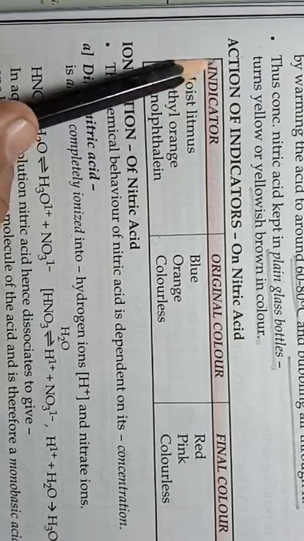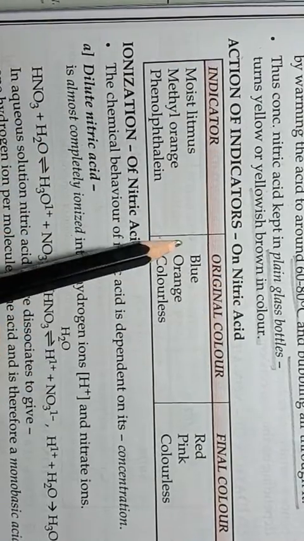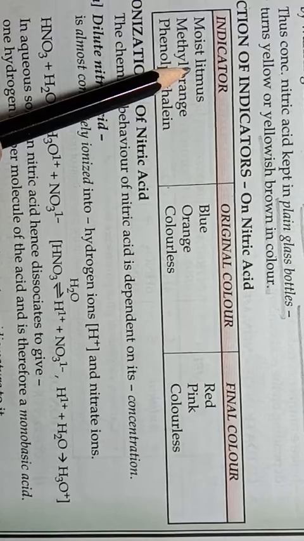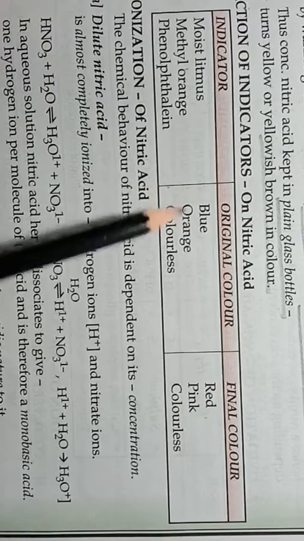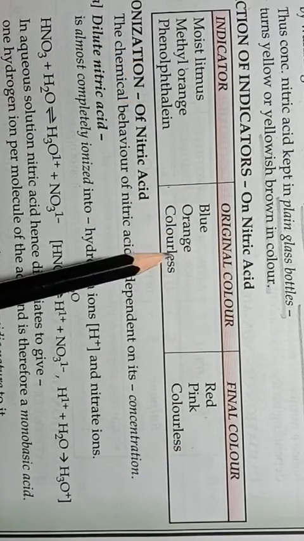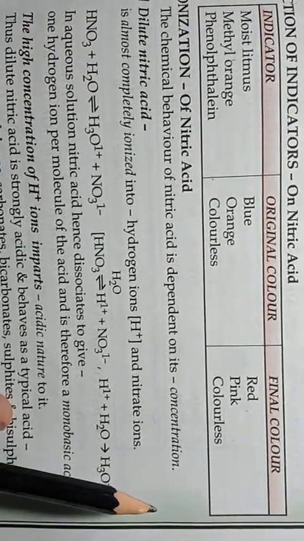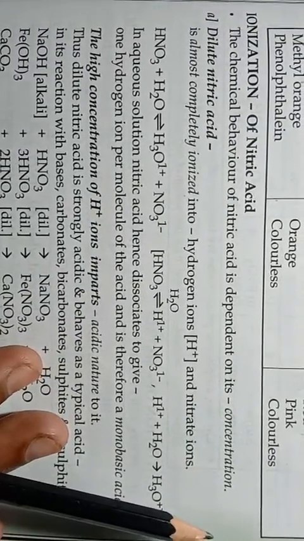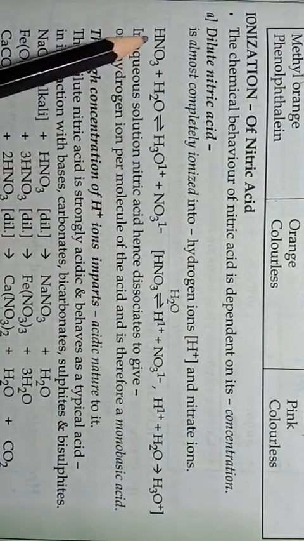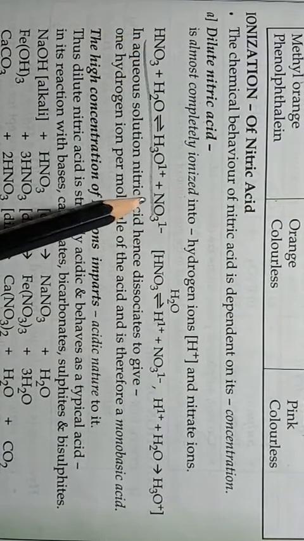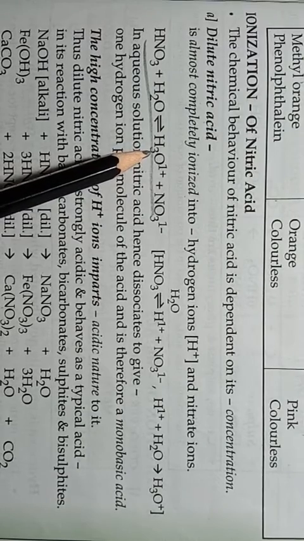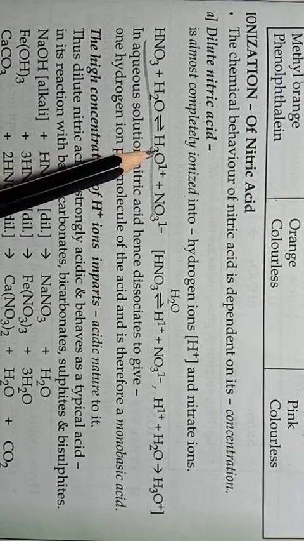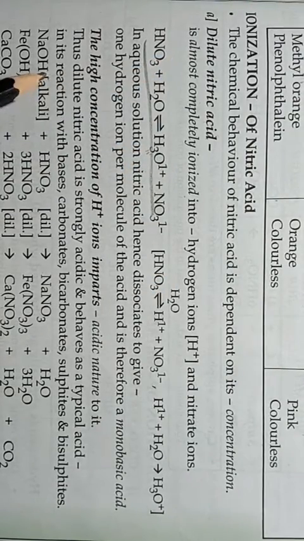Then second heading, action of indicators on nitric acid. So moist litmus, blue to red, methyl orange, orange to pink, phenolphthalein, colorless to colorless. Then ionization of nitric acid. So dilute nitric acid ionizes in this way, and you can see here that hydronium ion is formed. So this hydronium ion is responsible for the acidic nature of dilute nitric acid.